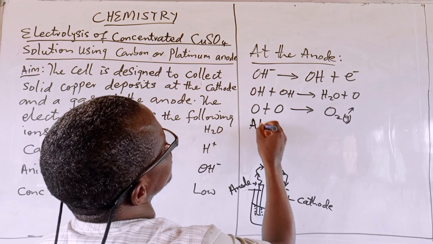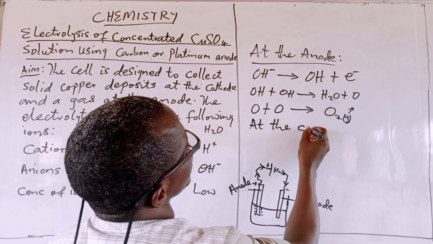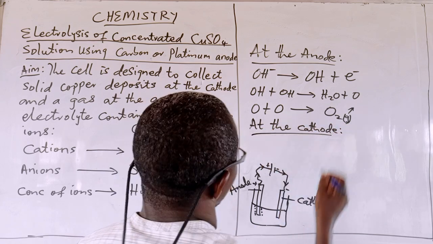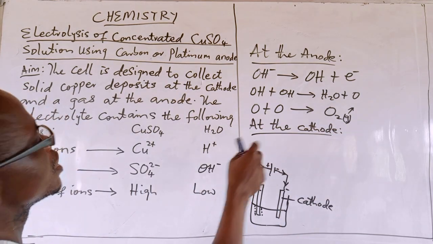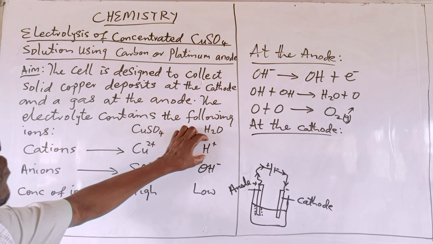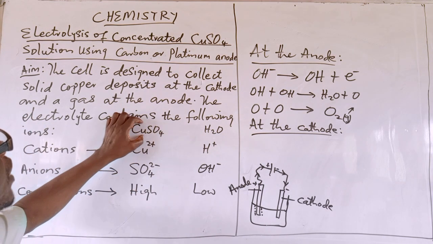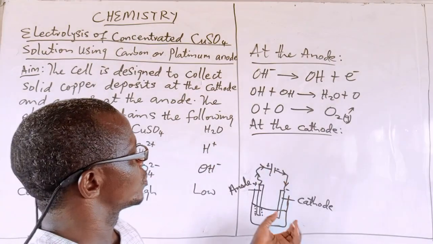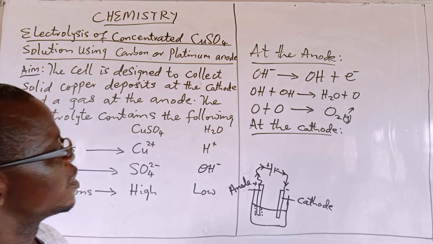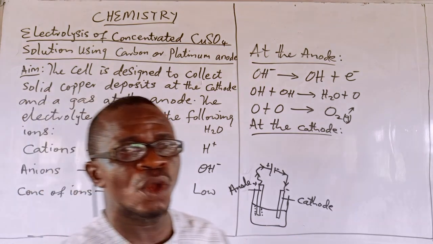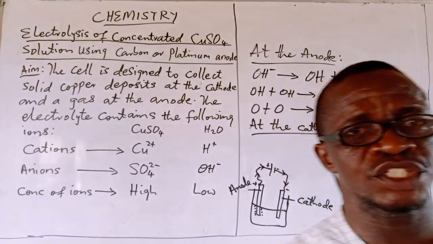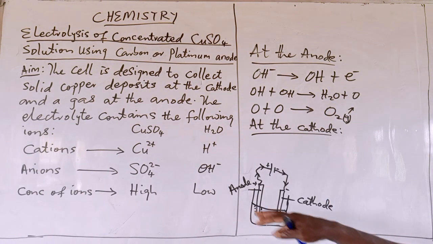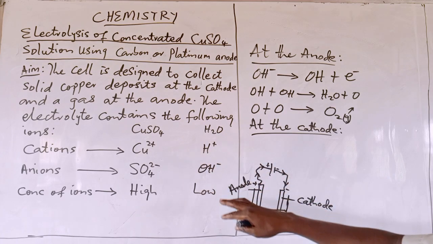So at the cathode, cathode is negative. So these two positive ions, one from copper 2 tetraoxosulfate 6, another from water, will migrate also to this negative electrode, and they will hustle on which of them will be discharged in preference to the other. And then here we will also check their position and their concentration.